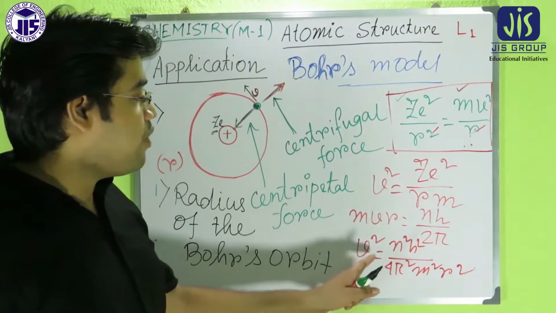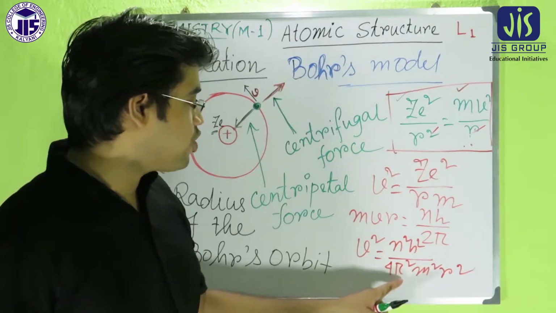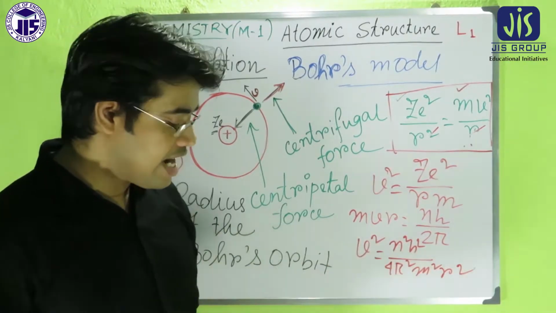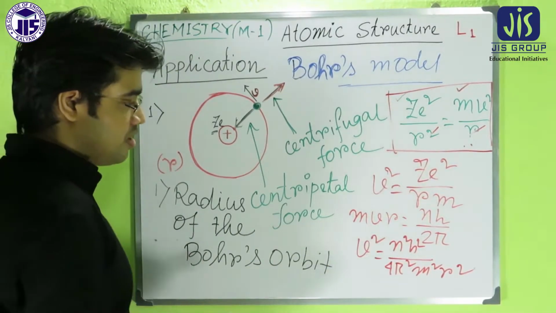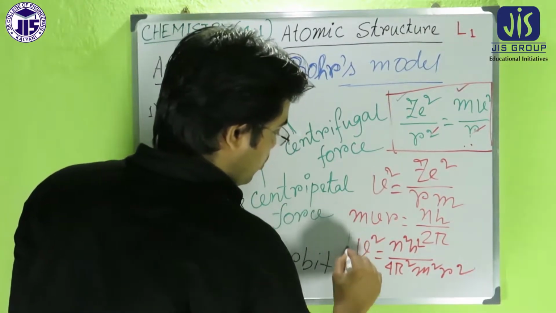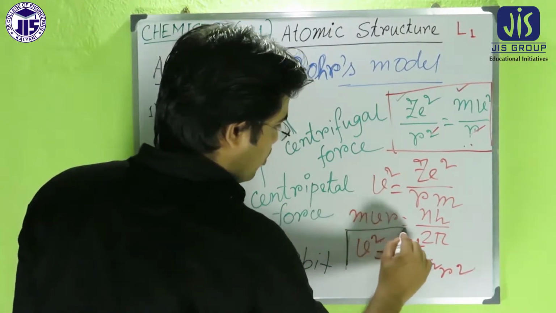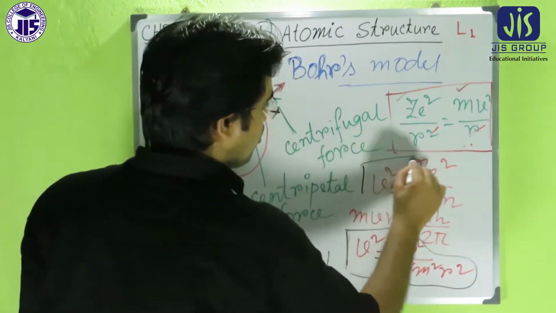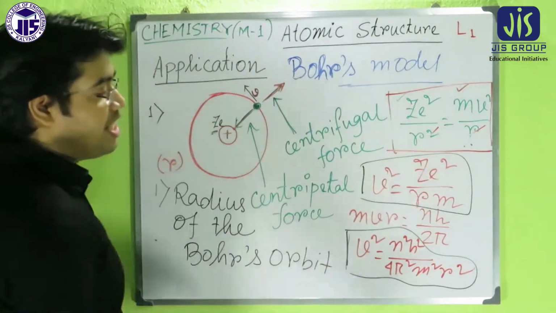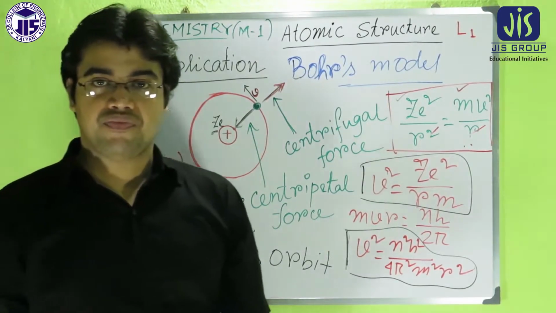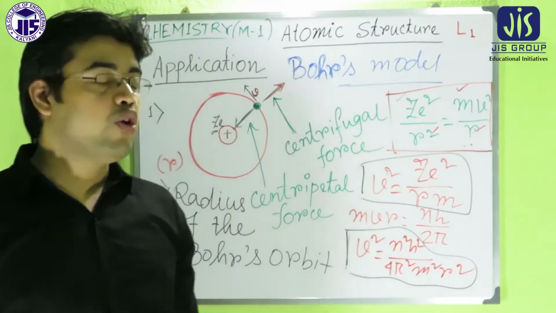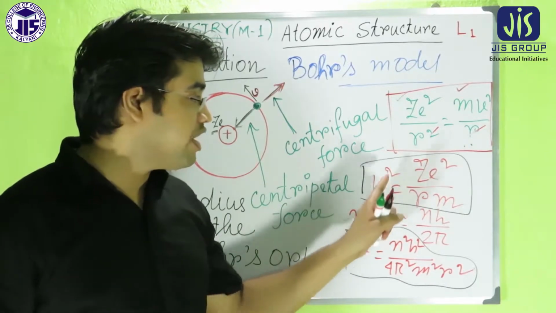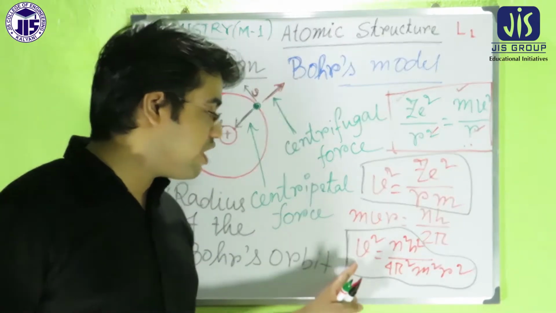So v square equals n square h square over 4 pi square m square r square. And here v square equals Z square by r m. Okay. So both equations, v square equals Z square by rm and v square equals n square h square over 4 pi square m square r square.